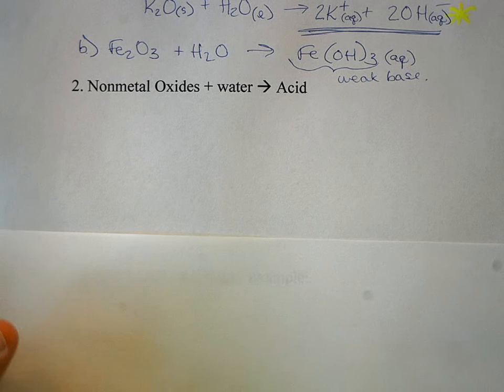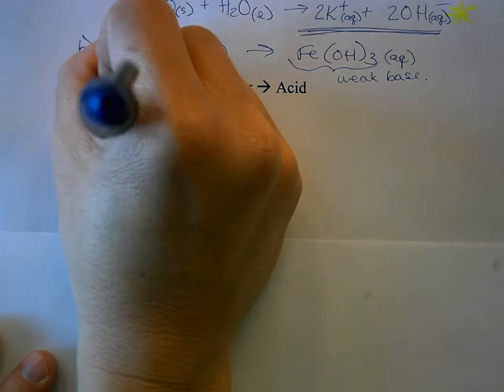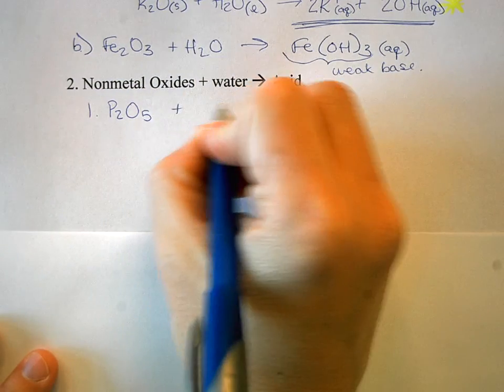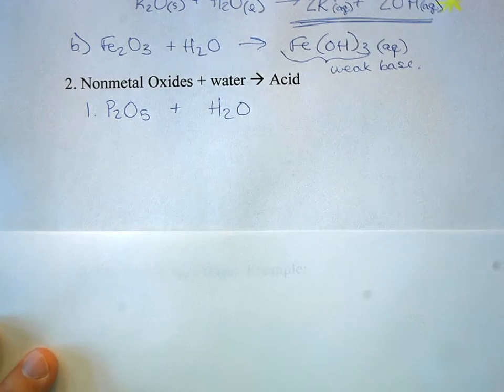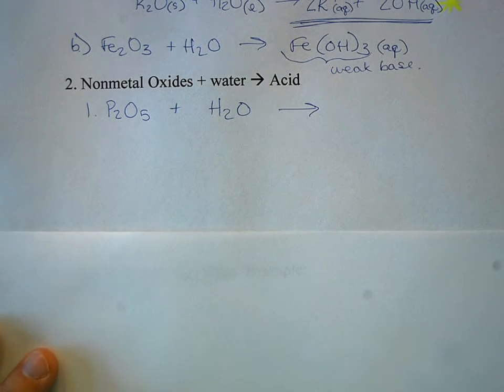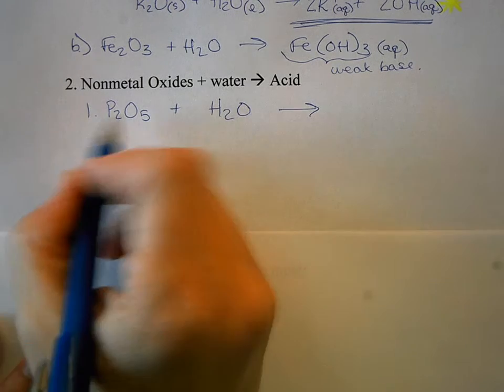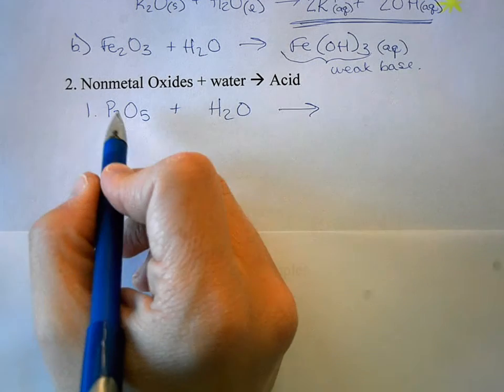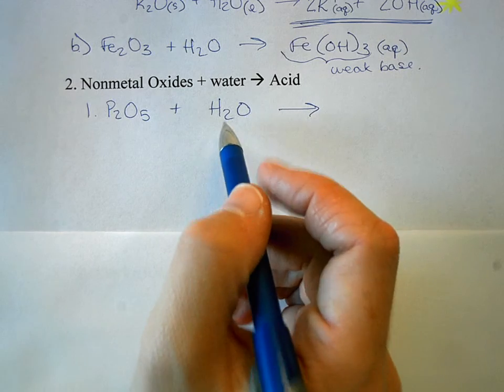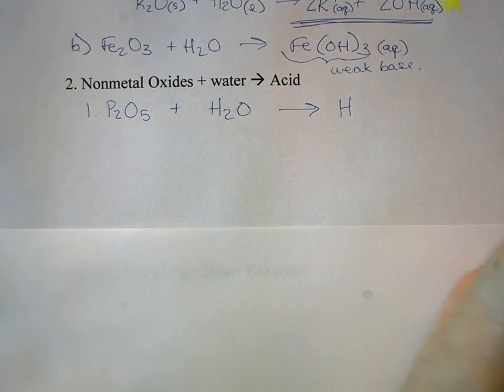All right, nonmetal oxides and water produce an acid. So let's say I've got P2O5 plus H2O. That's going to give me, and you kind of just have to look at what things you have working over here. So I've got phosphorus, I've got oxygens, and then of course my hydrogen, which is going to make it acidic. So I'll start with hydrogen over here.